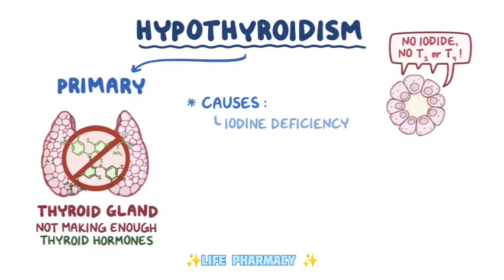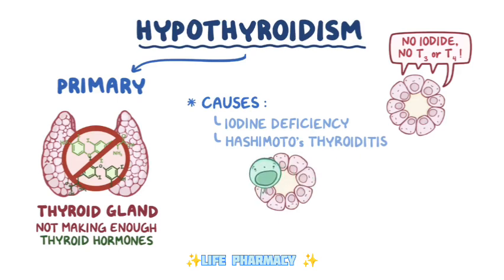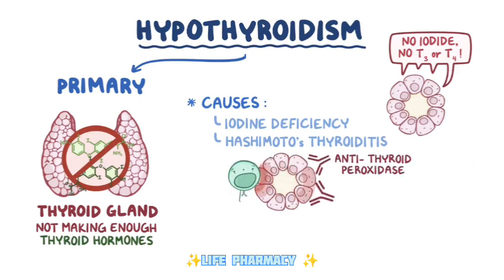In countries that fortify their food with iodide, the most common cause of primary hypothyroidism is Hashimoto's thyroiditis, an autoimmune disorder where T cells and autoantibodies like antithyroid peroxidase and antithyroglobulin infiltrate the thyroid and cause follicular cell damage and inhibit normal thyroid function.